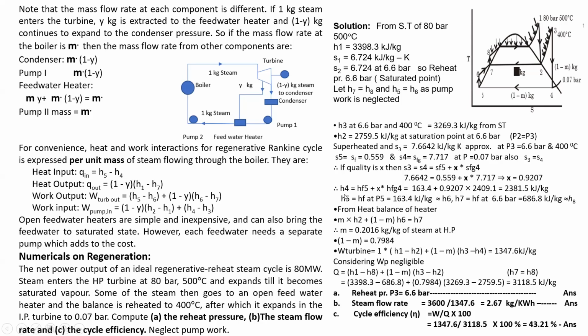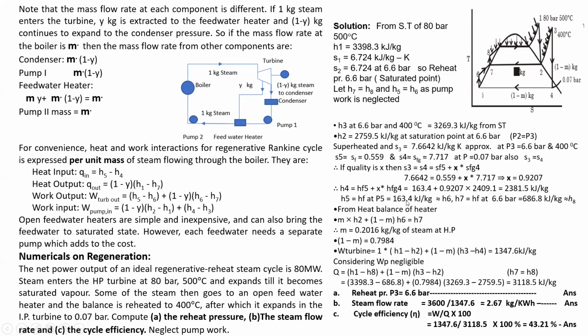Now from that you can find out the value of H4, that is H4 is equal to HF5 plus x of HFG4, that is 163.4 again from the steam table, plus 0.9207 into 2409 again from the steam table, that is HFG4 with respect to pressure 0.07 bar, and the dryness fraction is also known. Pressure is constant, hence you can find out the value of HFG from the steam table directly. From that, now we got all the values.